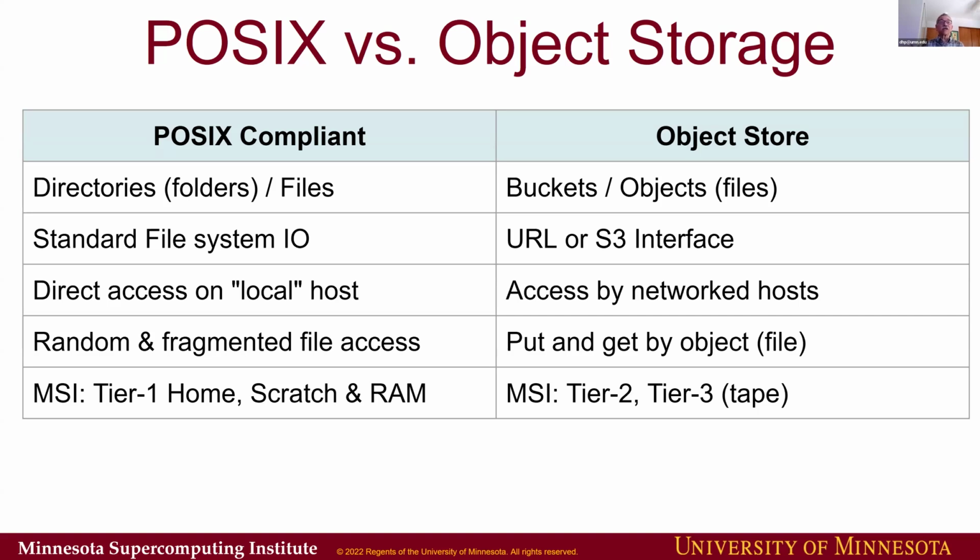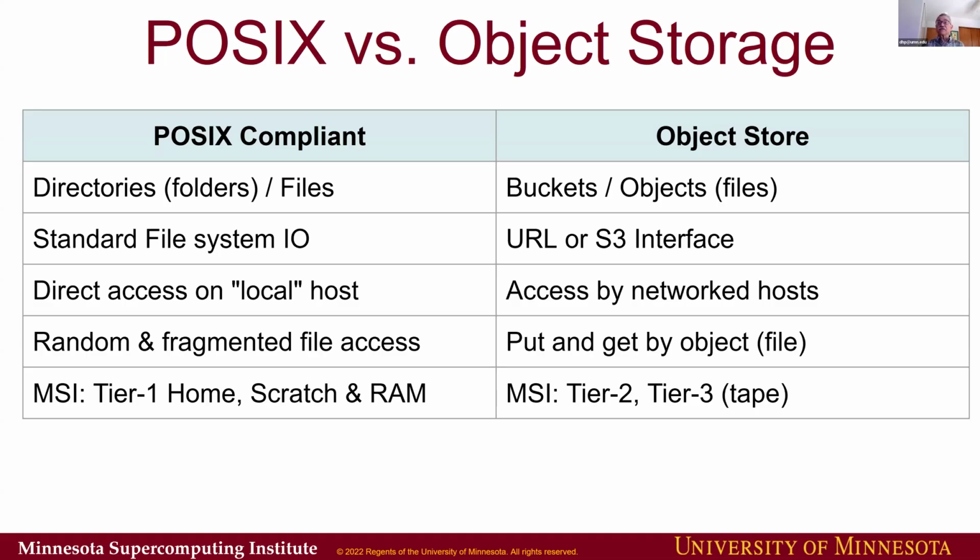On MSI, this kind of storage is what we call our tier 1 storage, and you'll find your home directories, scratch space, and even there's the RAM disk, parts of it is accessible and can be used as this kind of file system storage, and I'll discuss each of these in detail.